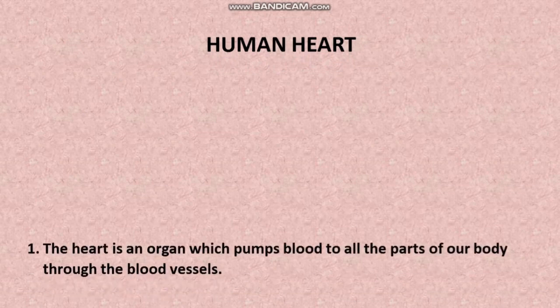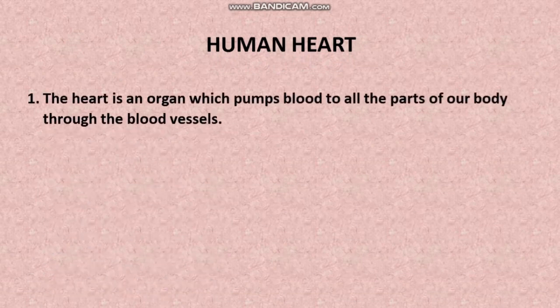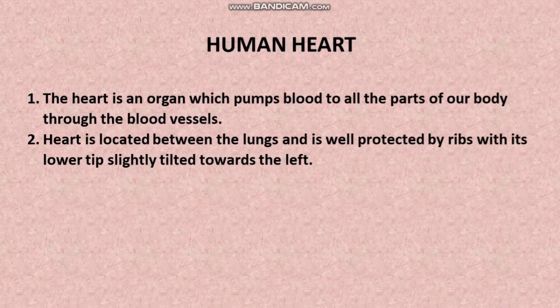Human heart. The heart is an organ which pumps blood to all the parts of our body through the blood vessels. The heart is located between the lungs and is well protected by ribs, with its lower tip slightly tilted towards the left. It is triangular in shape.